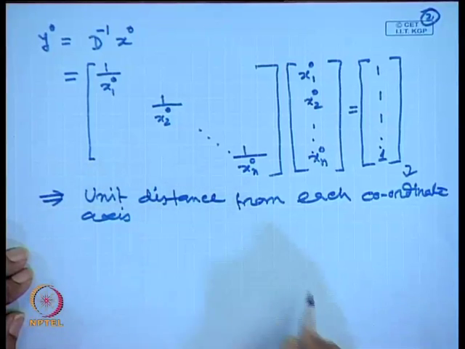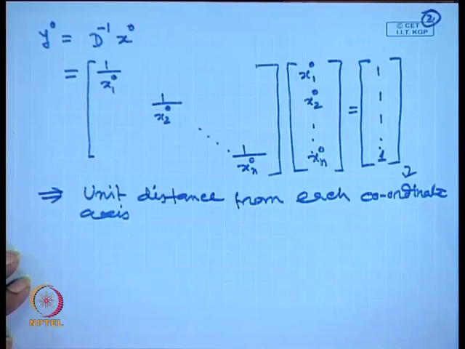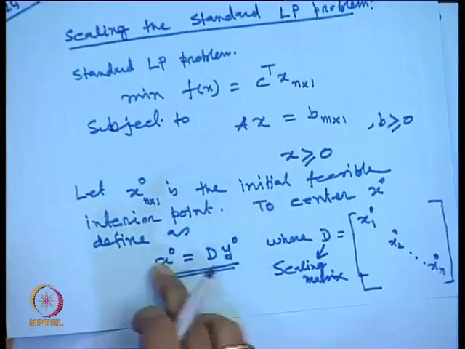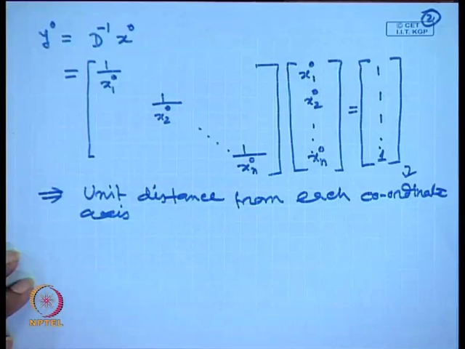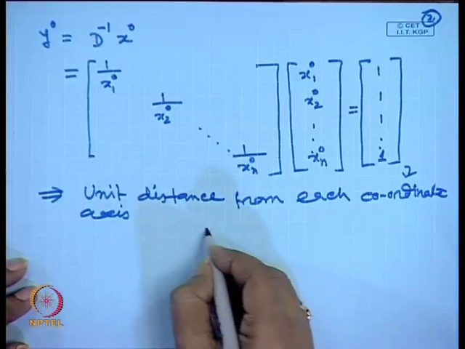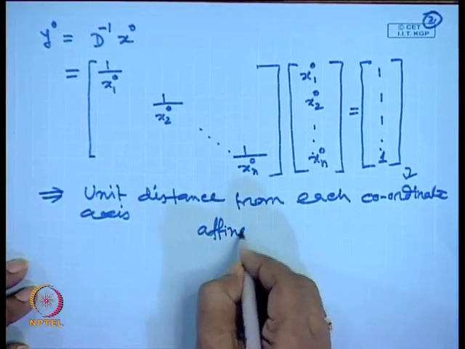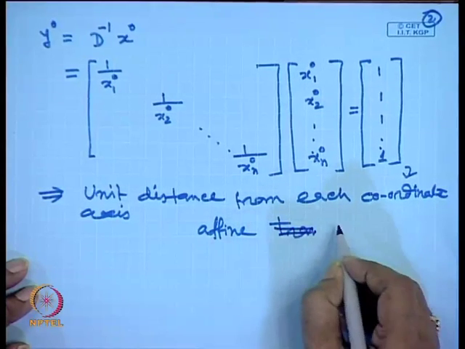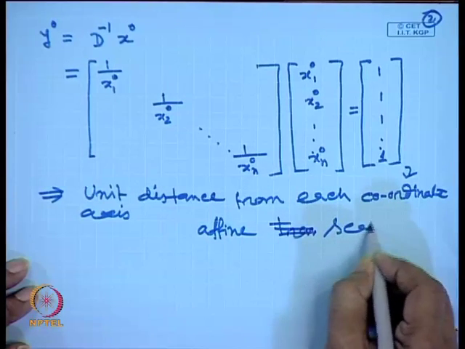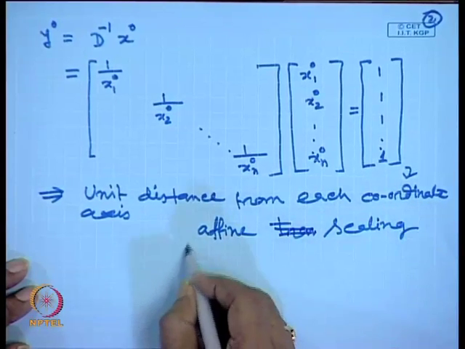So, this transformation is called a linear transformation, because they are related with linear expressions. Sometimes it is called an affine transformation, or affine scaling transformation.